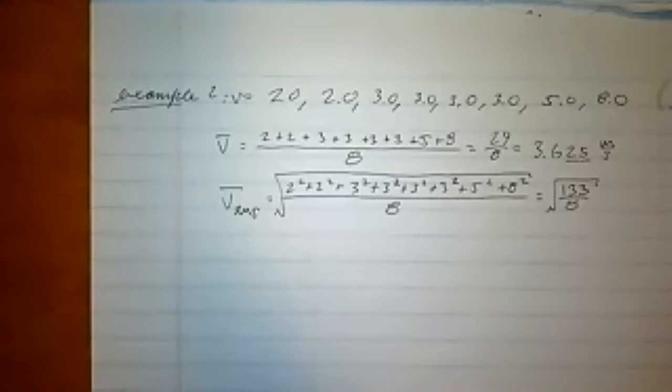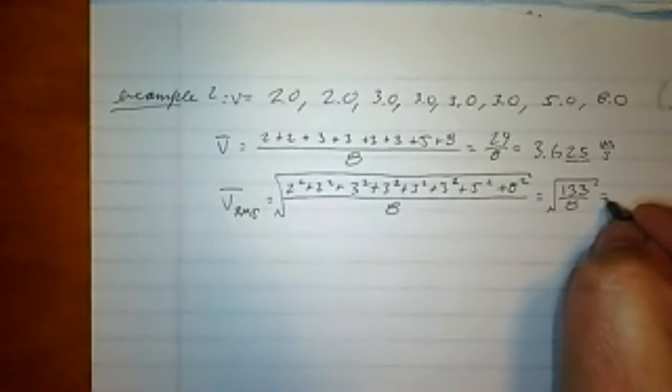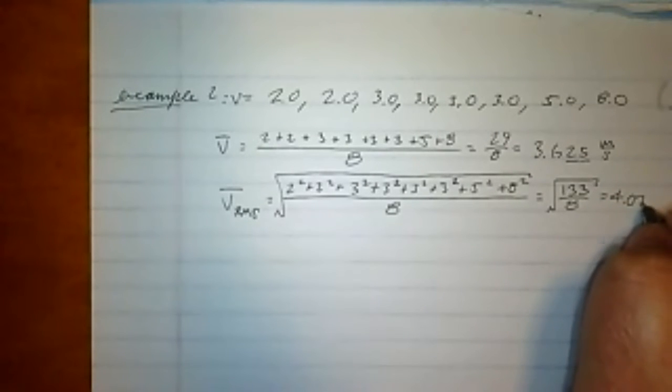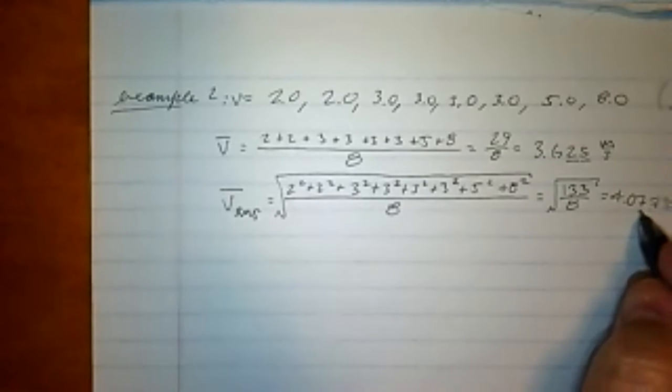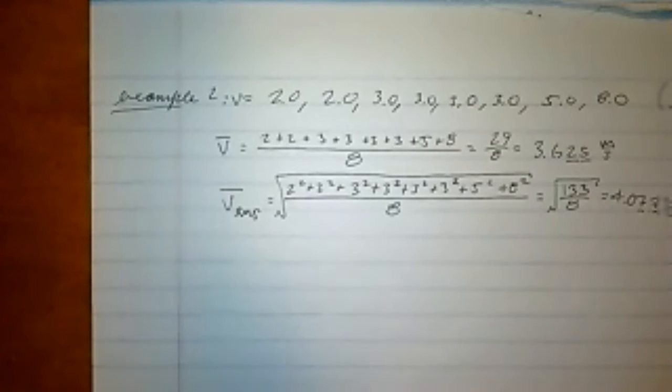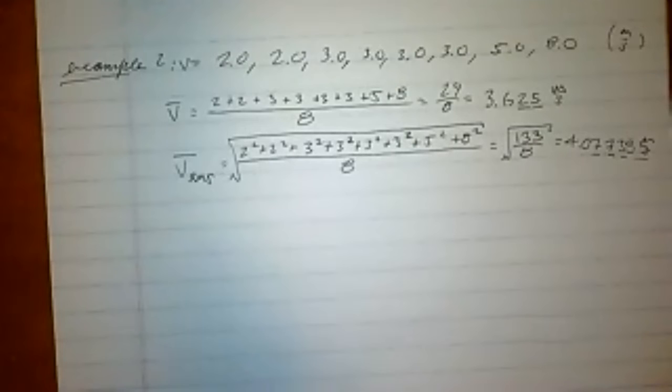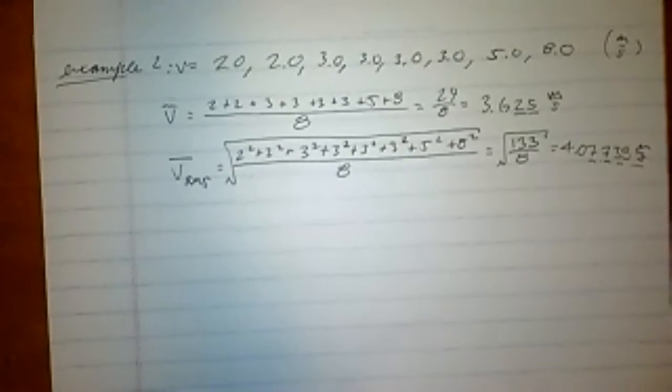Evidently I'm having a hard time putting the answer in there. Square root of that answer. Let's see. I got 4.077. And notice that also has units of meters per second, which is good. But notice how significantly different this is. 4.1 versus 3.6. That's a huge difference. So that's just to keep in mind that root mean square and the mean are not the same things at all.